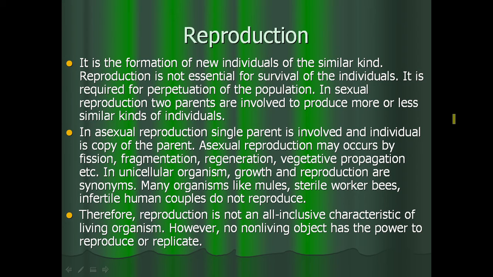The different modes of asexual reproduction are fission, fragmentation, regeneration, and vegetative propagation. In unicellular organisms, growth and reproduction are the same or synonyms. Many organisms like mules, sterile worker bees, and infertile human couples do not reproduce. Therefore, reproduction is not an all-inclusive characteristic of living organisms. However, no non-living object has the power to reproduce or replicate.